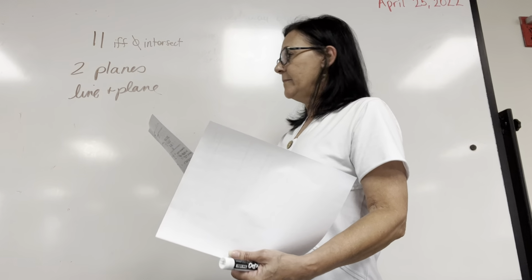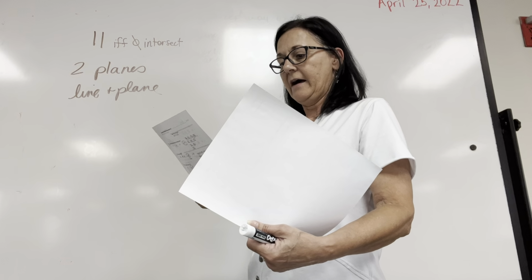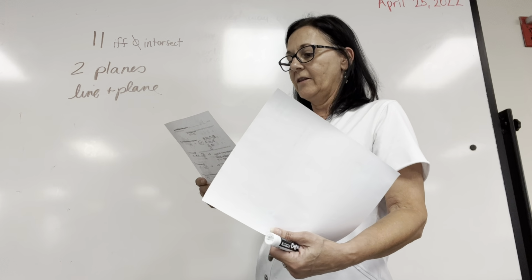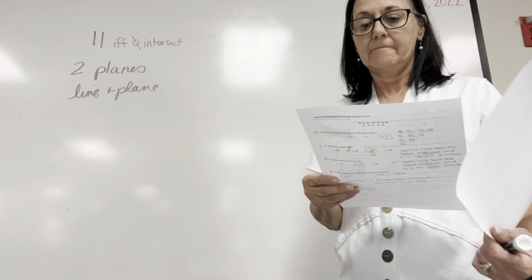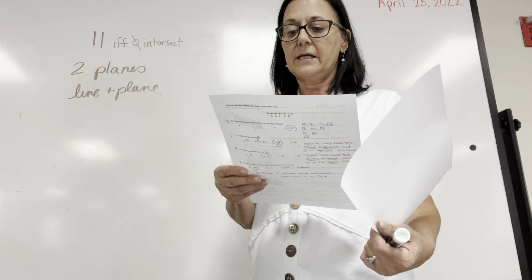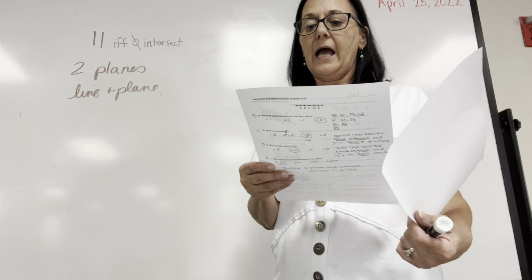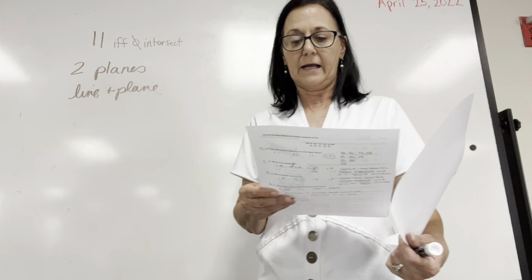But ABC is parallel to DEF. All right. And a line and a plane that's parallel. Okay, so what did we say? Line BE and plane ACFD. That's exactly right.